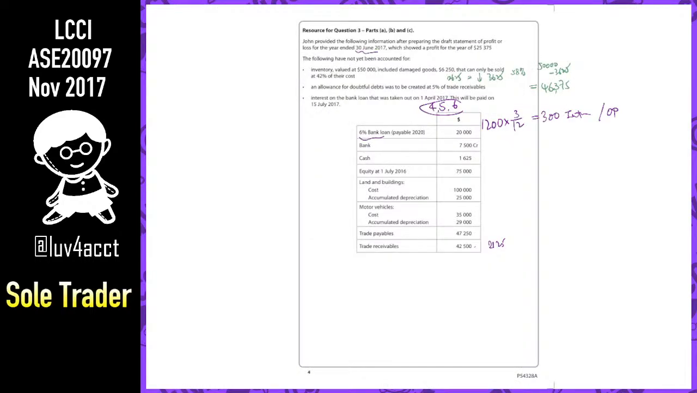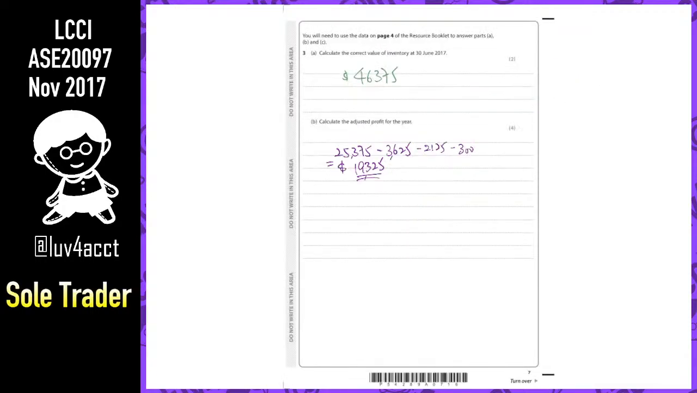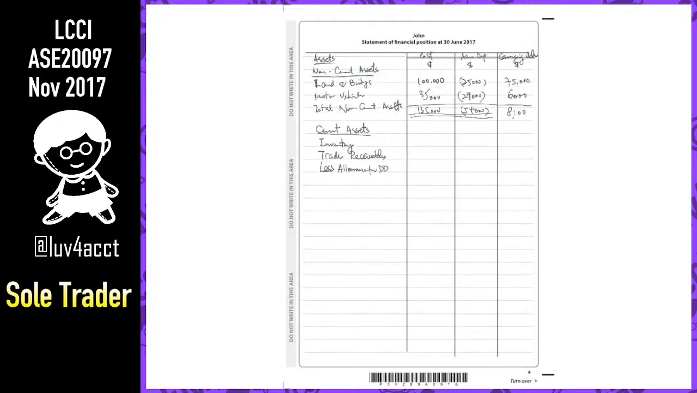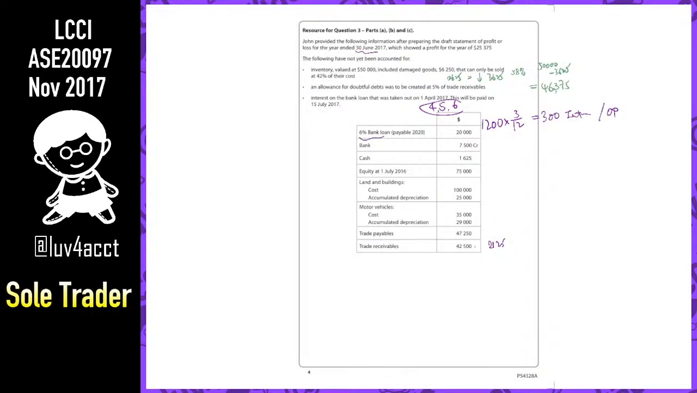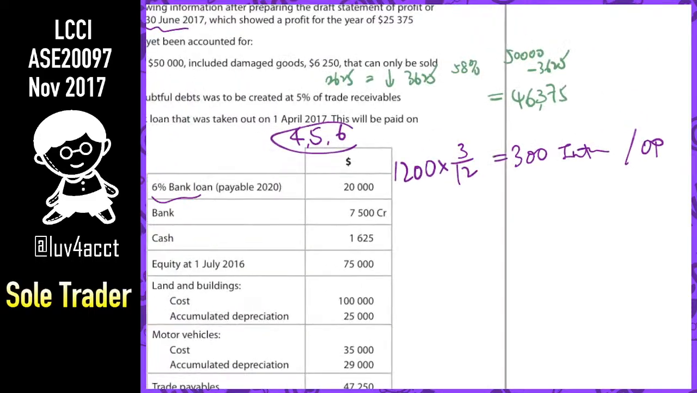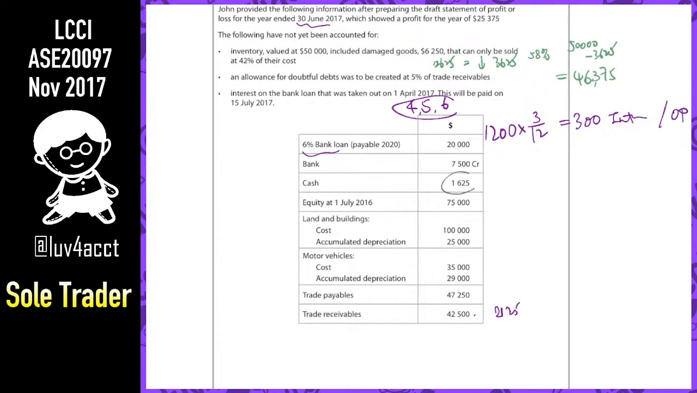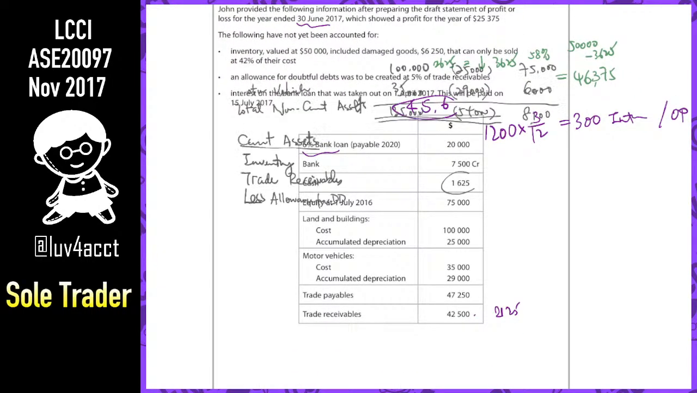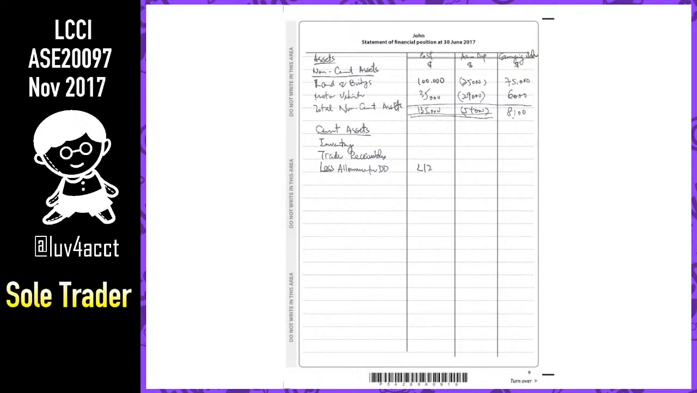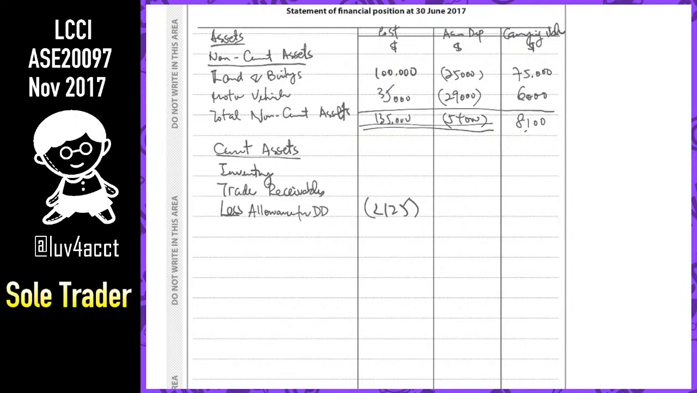So inventory we have already calculated to be 46375, and then we have 42500 as the trade receivables, 2125. And then cash as well, 1625. I cannot remember so many items, so let us split this. 2125. Inventory 46375. Trade receivables 42500.